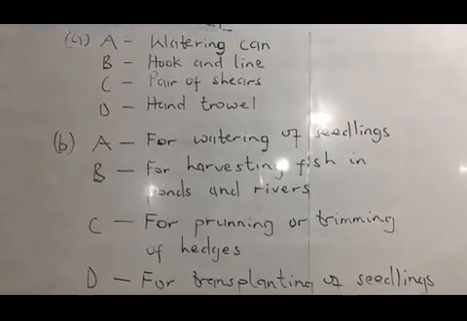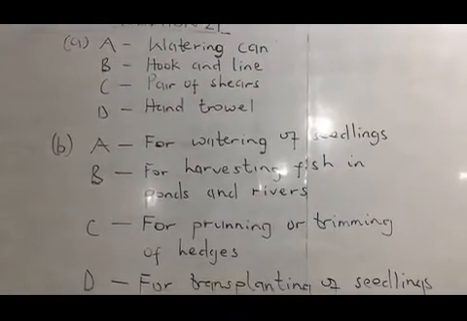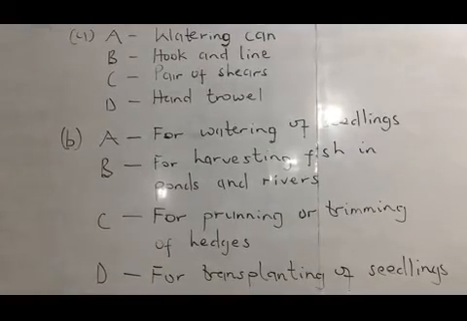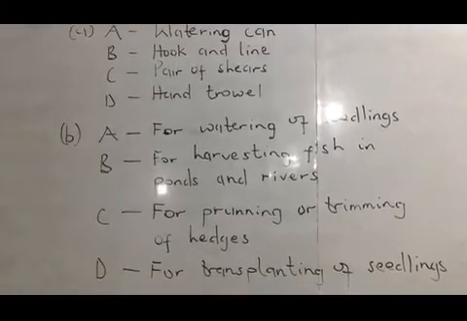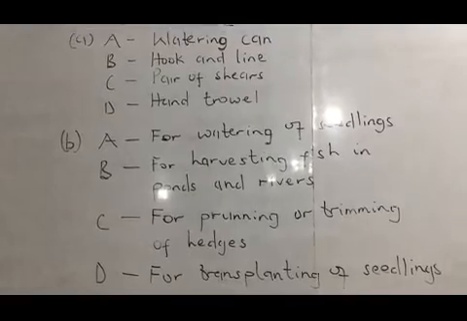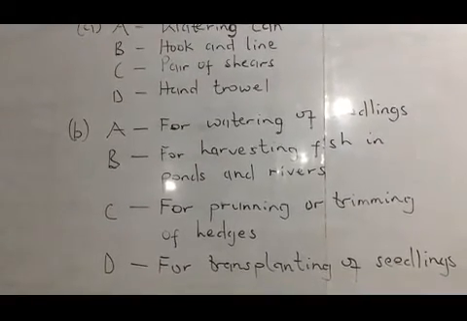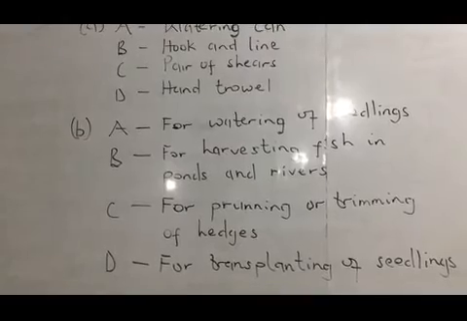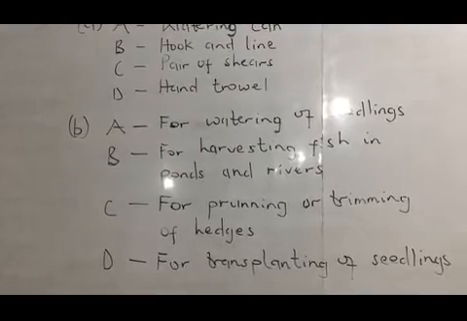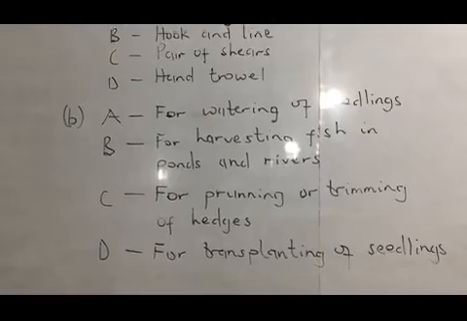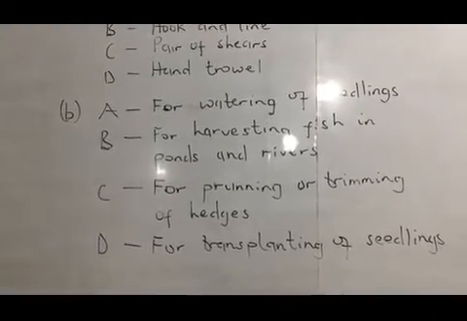The A, which is a watering can, is for watering of seedlings. The hook and line, which is B, for harvesting of fish in ponds and rivers. And the pair of shears, that is C, for pruning or trimming of hedges. And then the D, which is the hand trowel, for transplanting of seedlings. As I said, it can also be used in turning or loosening of the soil.